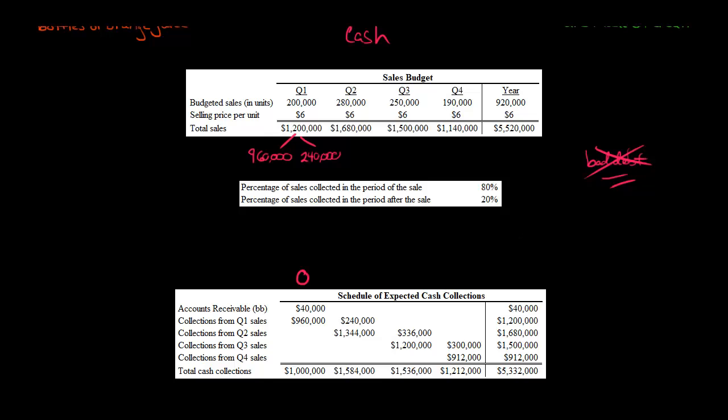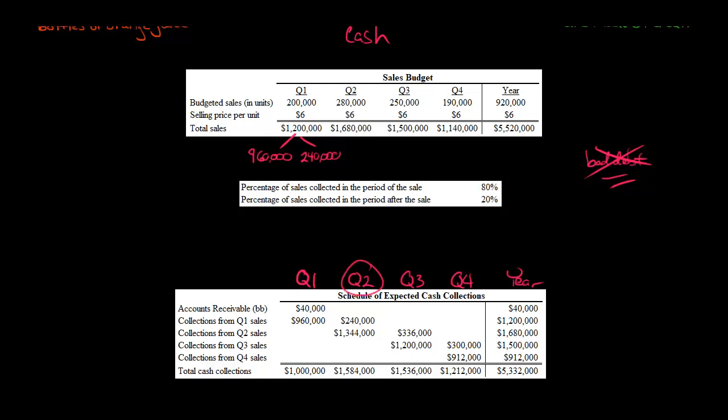Here we've got quarter 1, quarter 2, quarter 3, quarter 4, and then the year. In quarter 1, when we think about how much cash we're going to collect, we're going to collect the 40,000 of accounts receivable left over from the prior quarter. And then we're going to get 80% of quarter 1 sales, which is again $960,000, 80% times 1.2 million. So it's 960,000 plus the 40,000 from the prior quarter. We're going to collect $1 million of cash in quarter 1, at least pertaining to our sales.